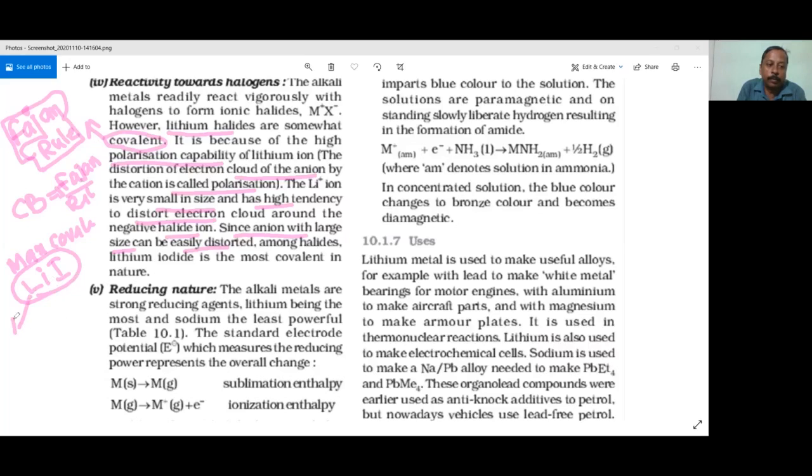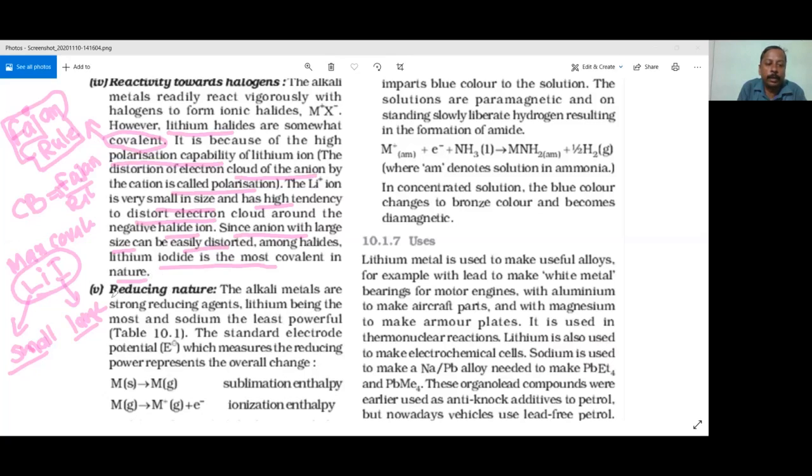Okay, this is the person who is distorting, so he should be small. Smaller is the better one, but the person whose distortion is taking place must be large. So both conditions are satisfied, therefore maximum covalent nature is found in lithium iodide.